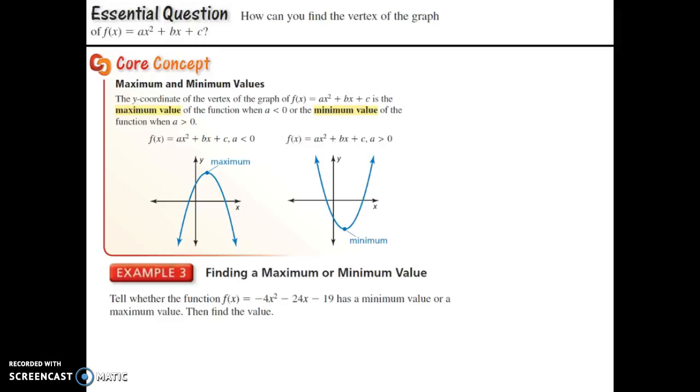The last thing I'm going to very briefly touch on are maximum and minimum values. A maximum of your graph is when your vertex is the highest point and your graph faces down. Minimum is when your vertex is the lowest point, so your graph must face upwards. When you are asked to find the max or min, what we're looking for are the y values of your vertex. We'll talk about this a little bit more tomorrow.